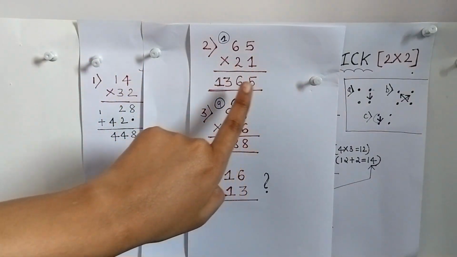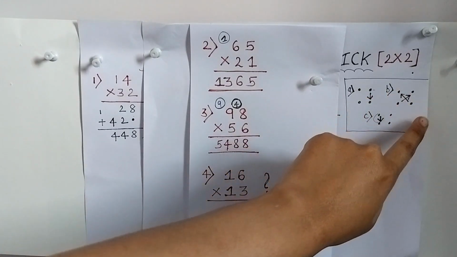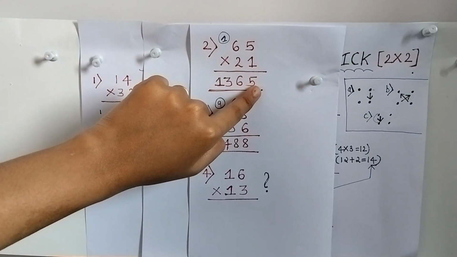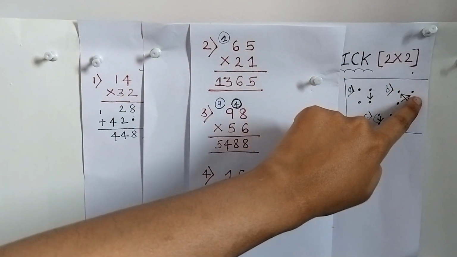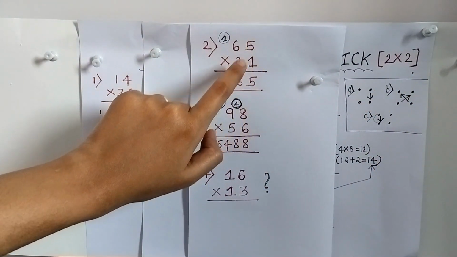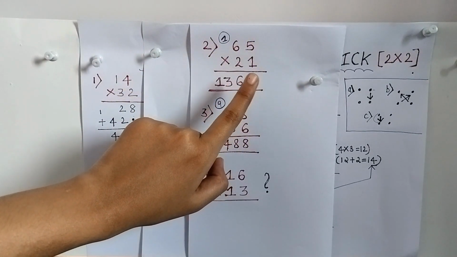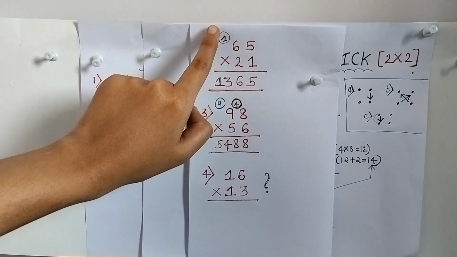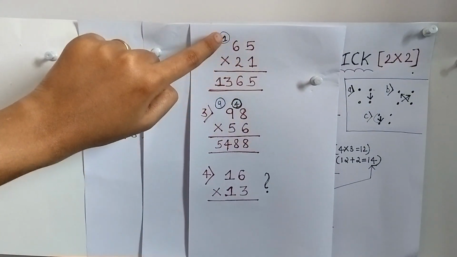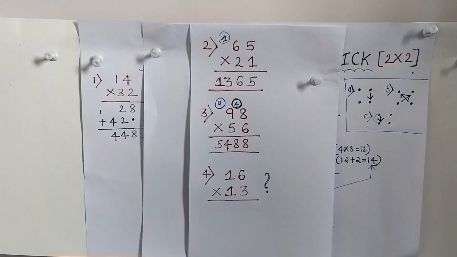Okay, so 65 into 21 is the next question. Okay, so you need to follow this pattern. For 2 by 2 you need to follow this pattern. So first you need to multiply this. Okay, that means 5 into 1 will give you 5. Write 5 here. Then opposite this you need to multiply and add it. So 6 ones are 6. 5 twos are 10. So 6 plus 10 is what? 16. So write 6 unit digit here. 16 unit digit is 6 and carry 1. Okay. Then you need to multiply this. 6 twos are 12 plus 1 is 13. So you'll get 1365. You can check it on calculator also.